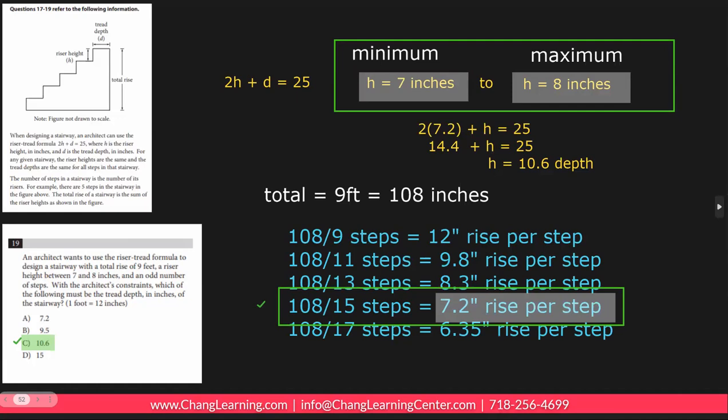Therefore, the depth d will be 10.6 inches. That says h, that should say d there, but everything else is correct because we solved for h with 7.2. Yeah, that should say d instead of h, excuse me. So the depth will be d equals 10.6, and the correct answer was C.